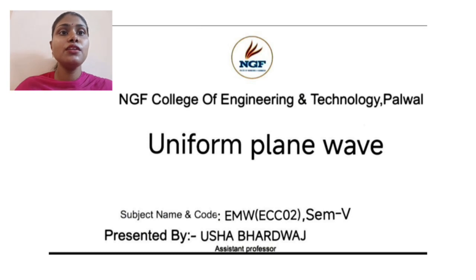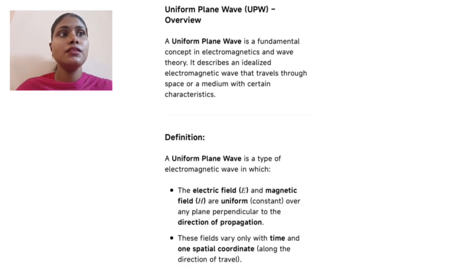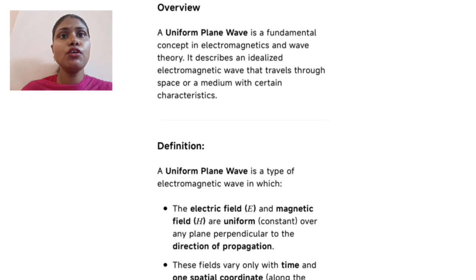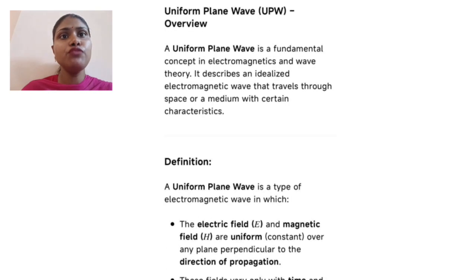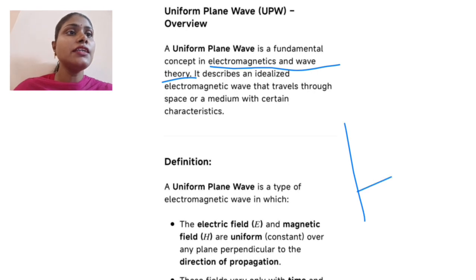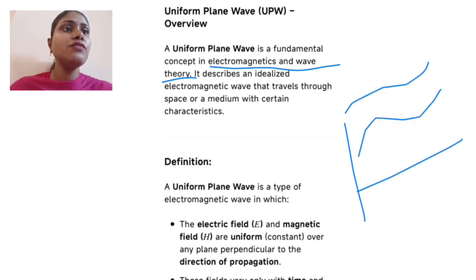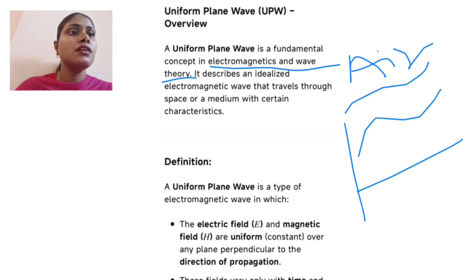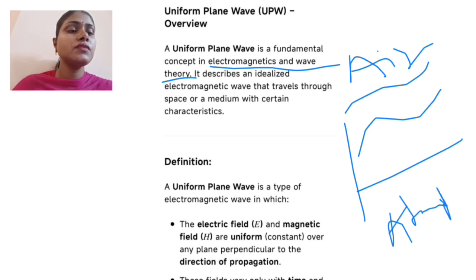Today we are going to learn about uniform plane wave, and the subject name is Electromagnetic Waves. So let's start with the overview of uniform plane wave. What is uniform plane wave? Uniform plane wave is a fundamental concept in electromagnetic wave theory, which means it describes an idealized electromagnetic wave that travels through space or through any medium, which could be air, atmosphere, etc.